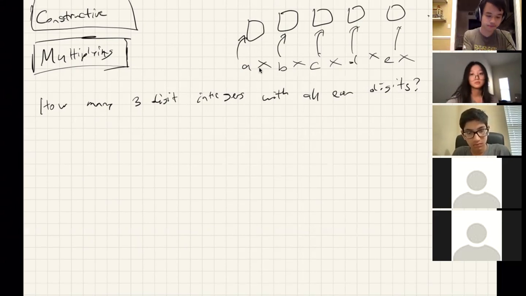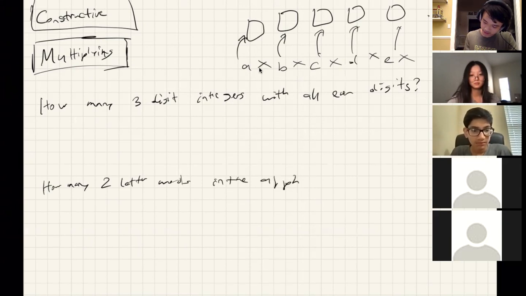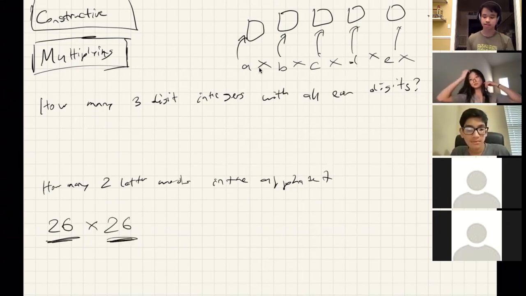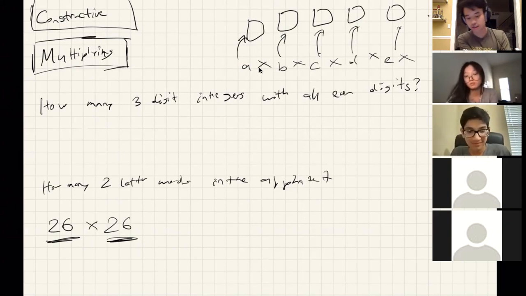So like, how many two-letter words are there in the alphabet? What I mean by that is, first you can choose the first letter of the word. There's 26 choices there. Then you multiply it by 26 again to decide the second letter of the word. So that's an elementary example of constructive counting.